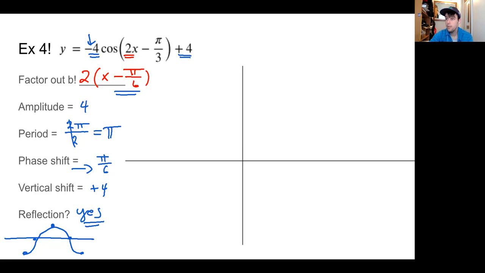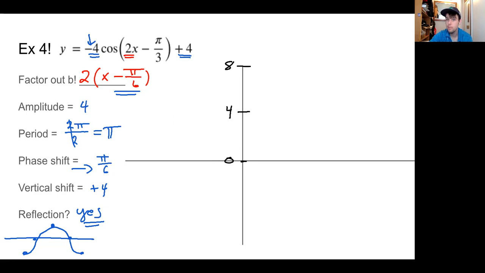Now what we need to do is steps 1 and 2, which are find where the midline is, and find where the minimum and maximum are, and set that up on our graph. So our midline is at 4. Our amplitude is 4, so we're going to be going 4 above that to 8 at a maximum, and 4 below that to 0 at a minimum. So that's actually pretty nice.